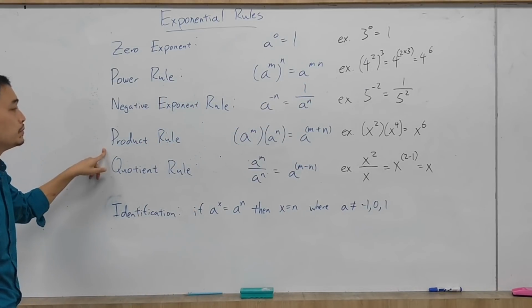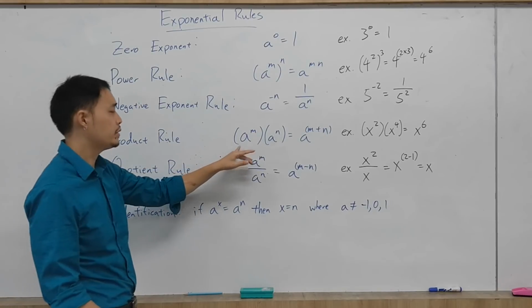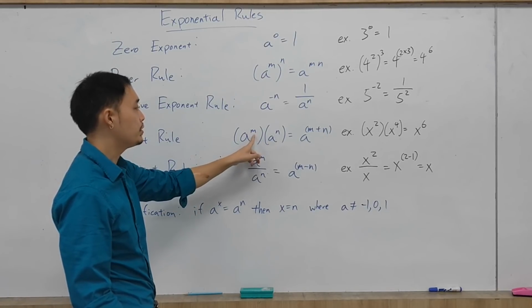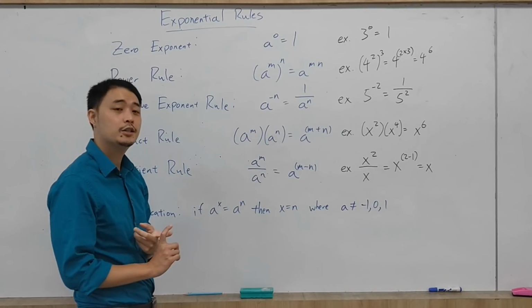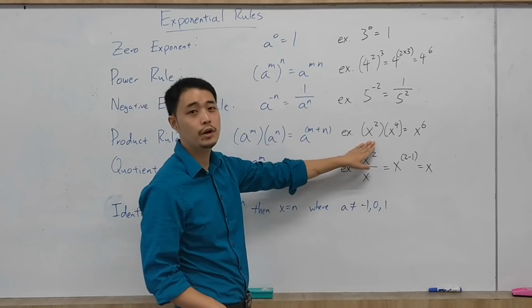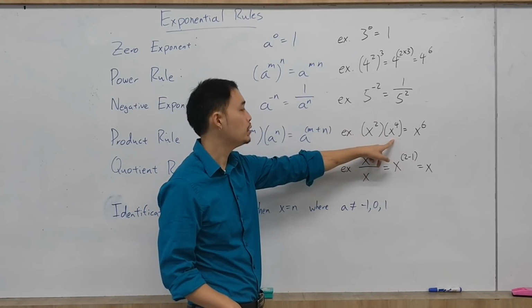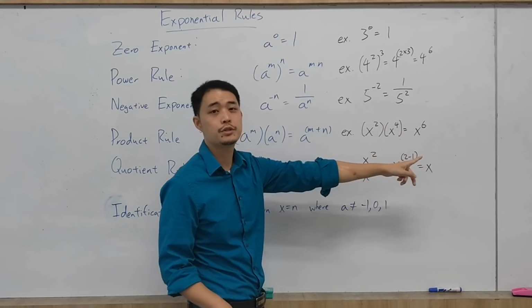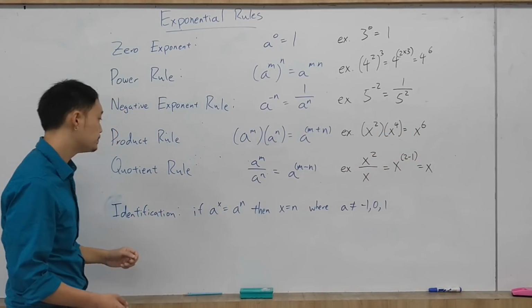The product rule. Product rule says that when we have two bases multiplied together with different exponents, we simply add the exponents together. So for example, if I have x squared times x power 4, to combine them I just add 2 plus 4 equals 6, and I get x power 6.